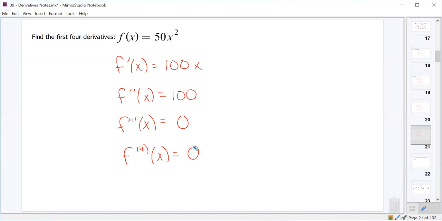So next time, we're going to take a look at what happens when, instead of just having a bunch of functions added or subtracted from each other, or a singular power rule function, what happens when we have 2 different functions that are being multiplied by each other and take those derivatives. So that's it for today.